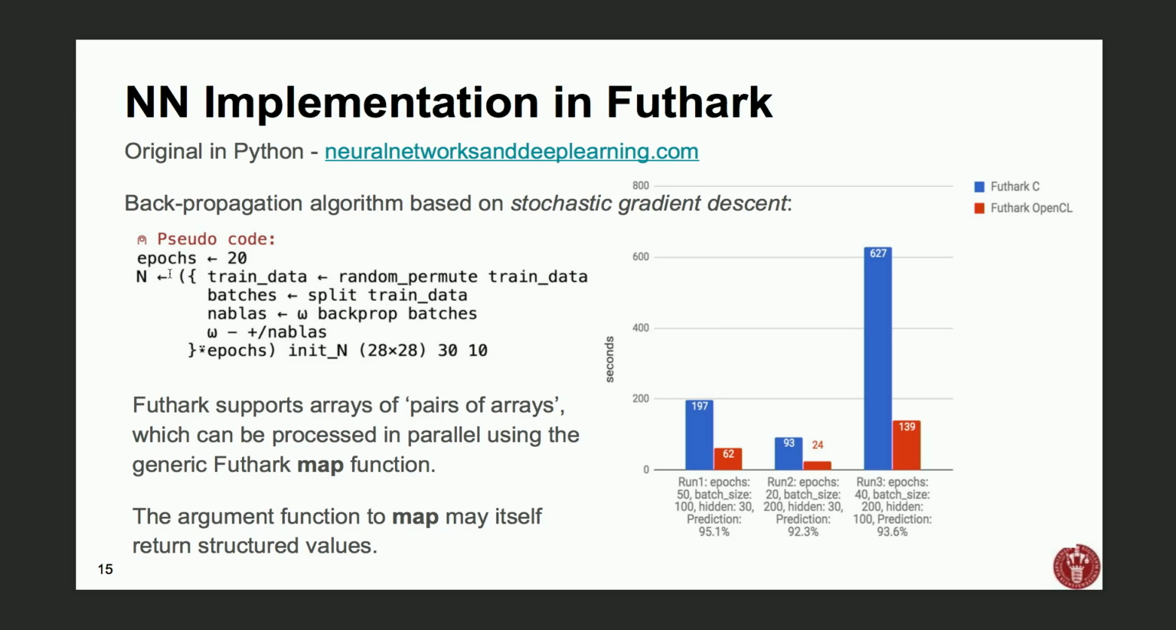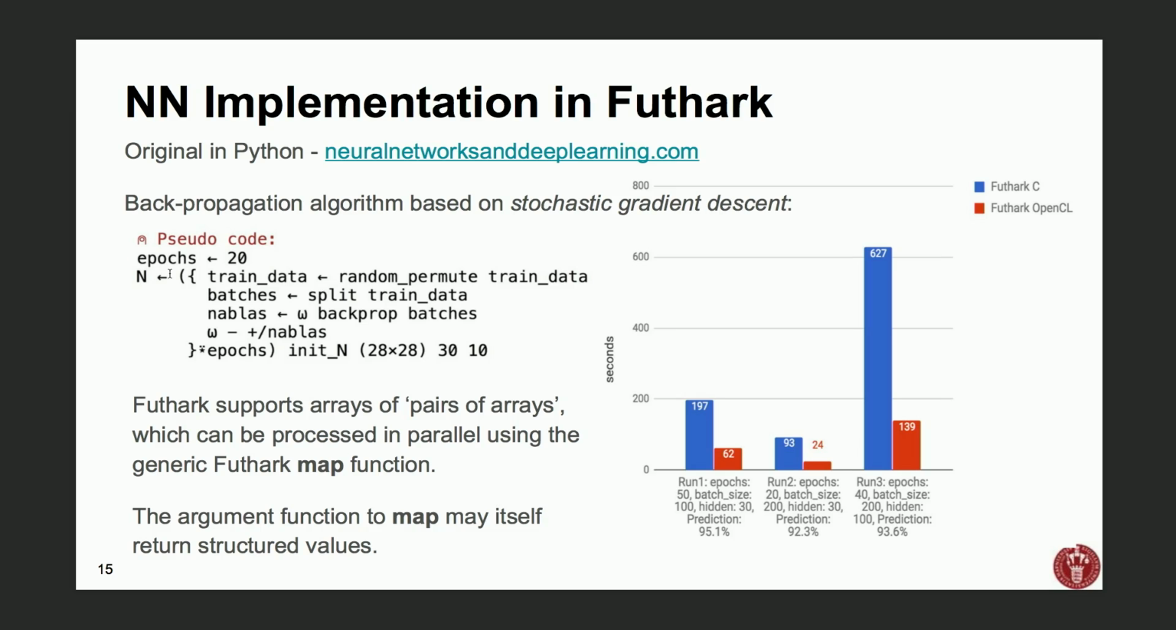First I did it in Futhark, and the code written here is pseudocode. I won't go into detail about the exact backpropagation algorithm, but the idea is that you have the training data set, you randomly permute it, and these epochs are the number of times that you process the entire data set. You randomly permute the training data, then you divide it into batches using the split, and then you compute the backpropagation on each of these batches.